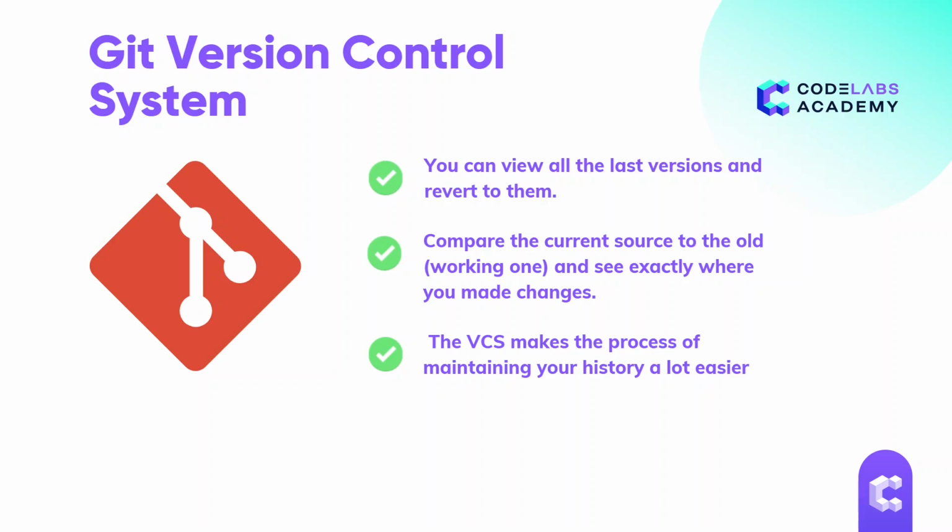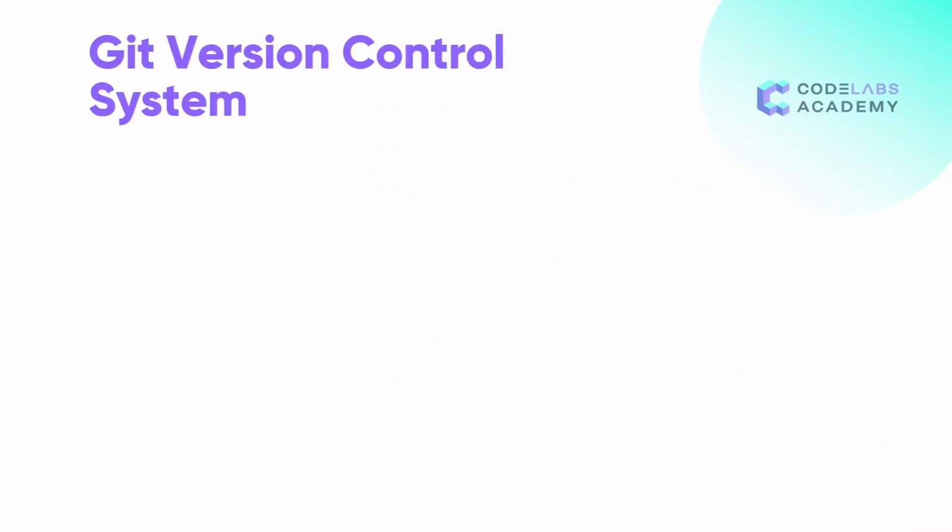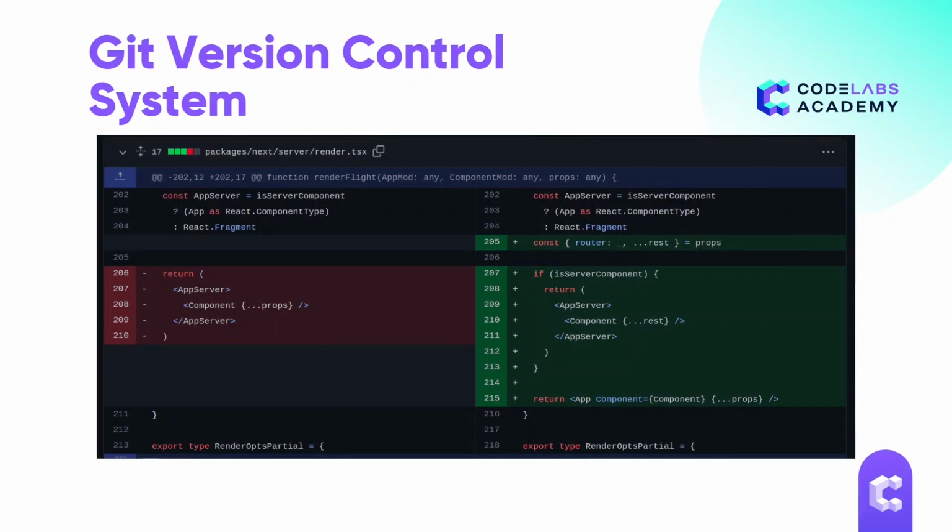A simple benefit of a version control system like Git is that you can view all the last versions and revert back to them. Imagine you create a program that works okay, but the next day you try to improve it and suddenly nothing works anymore. So if you use Git, you could compare the current source code to the old one and see exactly where you made changes, just like this picture.